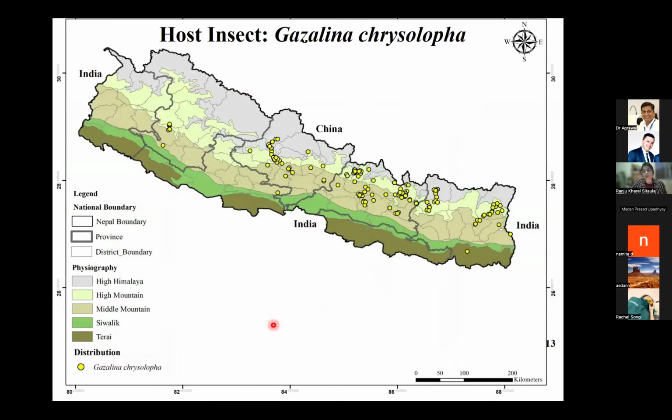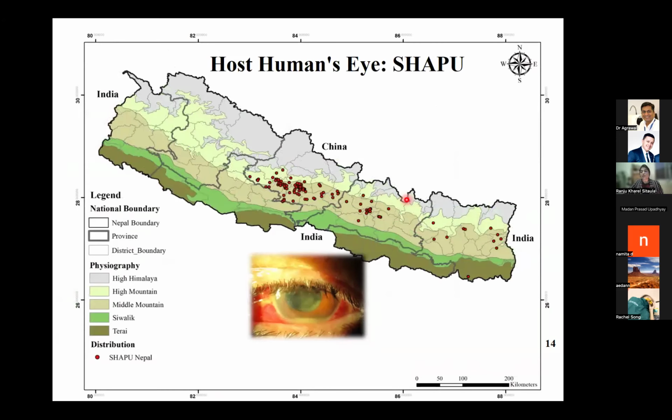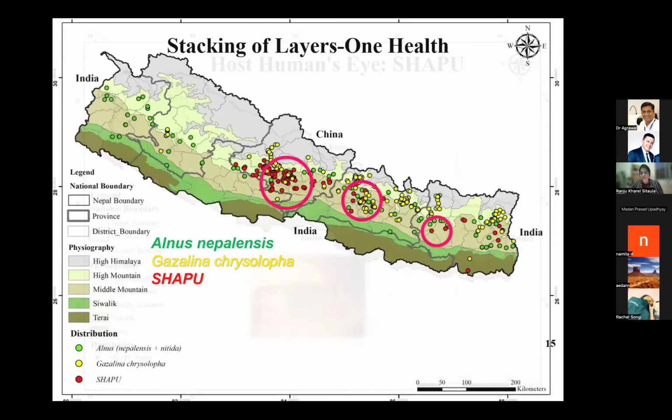So let me once again revise this. These yellows are the distribution of Gazelina chrysolova in Nepal. These green ones are the distribution of Alnus nepalensis in Nepal. These red ones are the distribution of SAPU cases in Nepal. So when we stack these over each other, all of this has to come together in a common place for the disease to occur. That's why SAPU is not found throughout the country but in specific regions of Nepal, and it's not found in areas close to India or China, but in very localized regions.